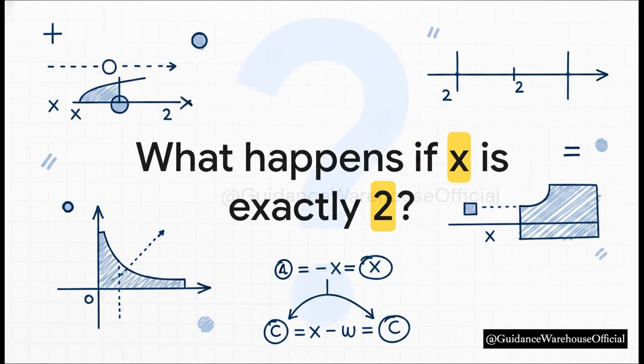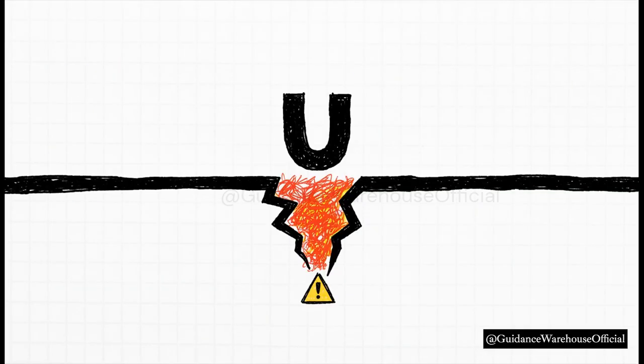So think about this for a quick second. Wait, what actually happens if x is exactly 2? If x is 2, the denominator becomes 2 minus 2, which is 0. And as we know, division by 0 totally breaks math. So 2 is an illegal input.